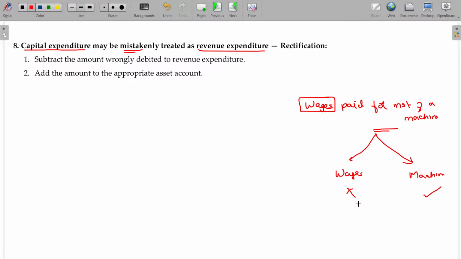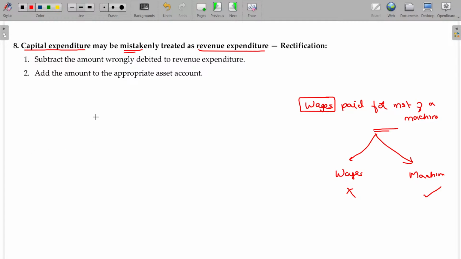Any asset you purchase until it gets settled, installed, ready for use, any expenses you spend, like a carriage, you pay for bringing it to your place, and wages you are paying for installation, and any trial run you go for testing before you take it granted, take it for your usage. All these things will be part of your machine cost, should be named as machine.